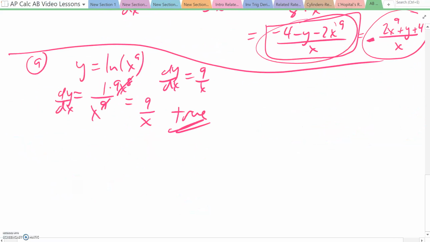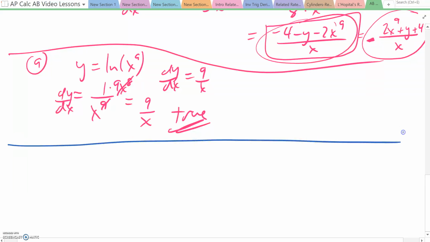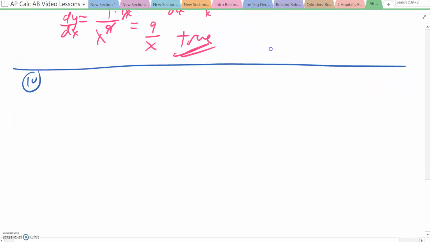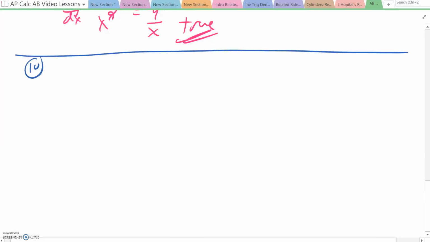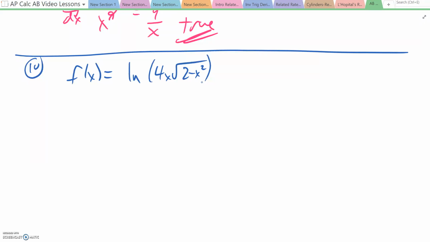Switch some color here. Got some blue. So what is number 10 asking for? We've got find f prime of x, given f of x equals ln of 4x times the root of 2 minus x squared. Now you probably don't want to go at this head on, just usual, take a derivative right away. You probably want to rewrite this. So I'm going to do that first.